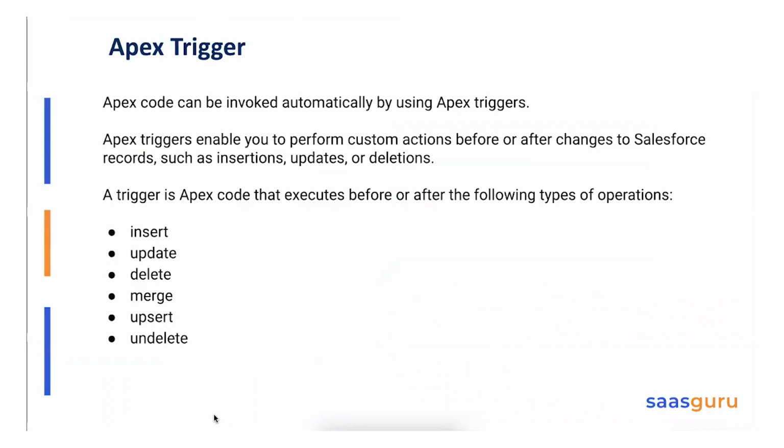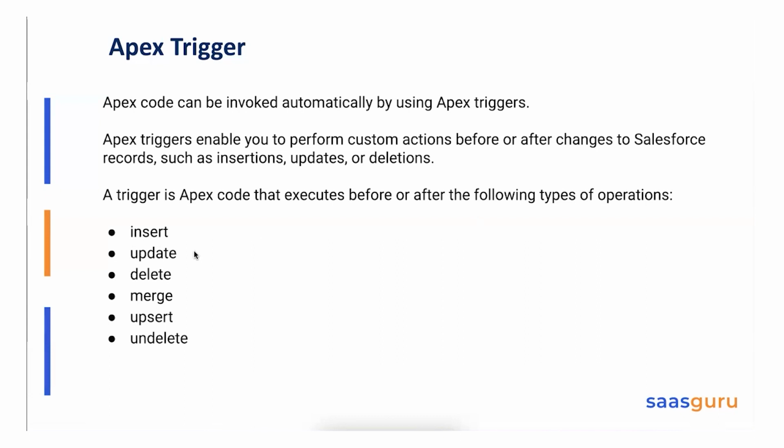Well, as I mentioned, we'll start from the very basics, from the zero level here. Then we'll go deeper. So Apex trigger: as you know, we write Apex code, and that Apex code is invoked automatically. In the Apex trigger, my Apex code will be executed on any record creation, record update, record merge, or record deletion. The trigger runs automatically.